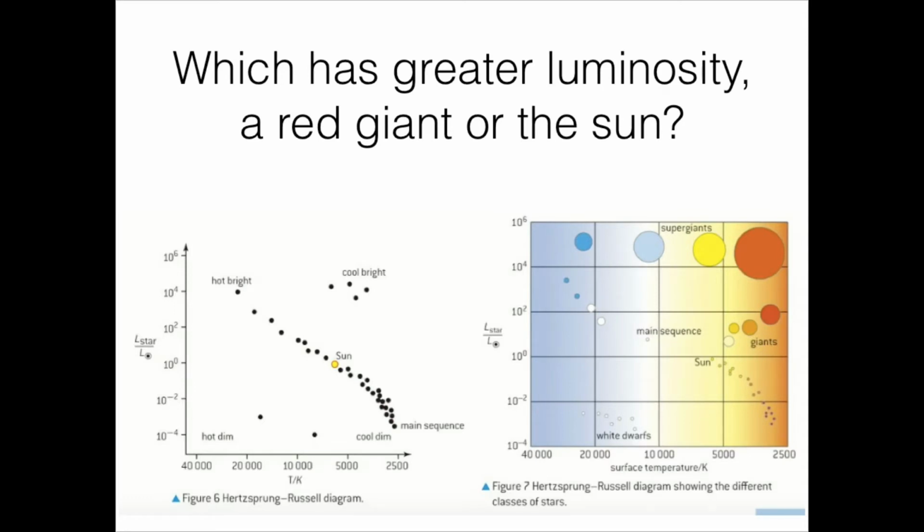Some questions for you. Which has greater luminosity, a red giant or the sun? Well, look at your HR diagram. We see the sun down here. We see the red giant up here. A red giant would be this one right here. And you can tell that a red giant is maybe 100 times more luminous than the sun. Easy one to start with, right?